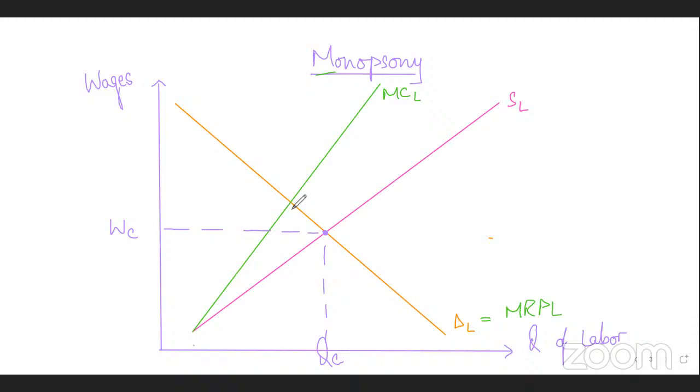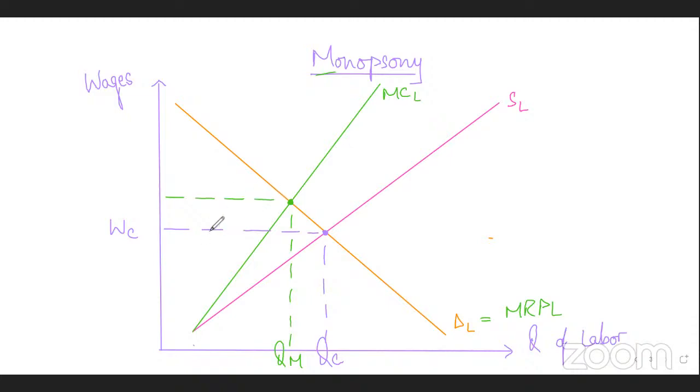So to maximize its profit, monopsony will hire at the point where the marginal cost of hiring labor is equal to the benefit that labor generates for them, which is marginal revenue. So this is the quantity of labor that the monopsony will hire, QM, but they don't pay labor according to this wage rate. So they're not paying them.